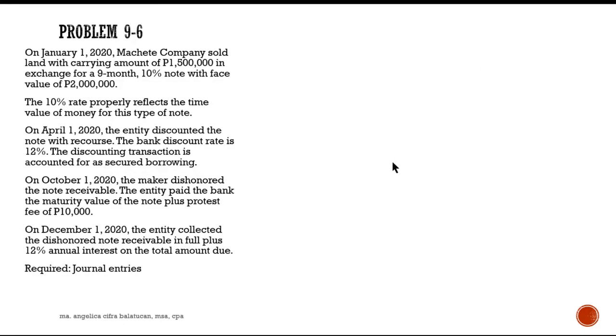Next, we have 9-6. So this is with recourse and then secured borrowing. On January 1, Machete company sold land with carrying amount of 1,500,000 in exchange for a 9-month 10% note with face value of 2 million. So on January 1, the entry would be note receivable and then credit land and credit gain on sale of land. So that's land 1,500,000 and gain on sale of land 500,000.